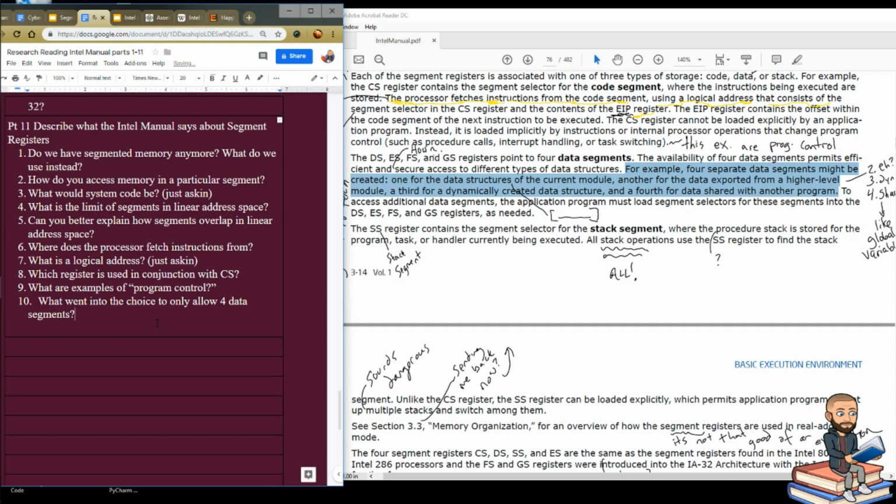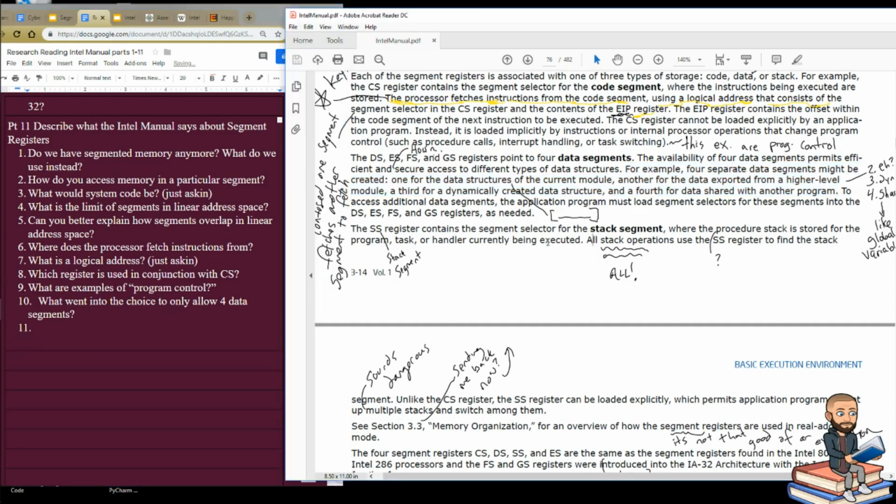Let me delete that. That's a good question right there. To access additional data segments, the application program must load segment selectors for these segments into the DS, ES, FS, and GS registers as needed. Okay, it sounds like you could do more than four then.